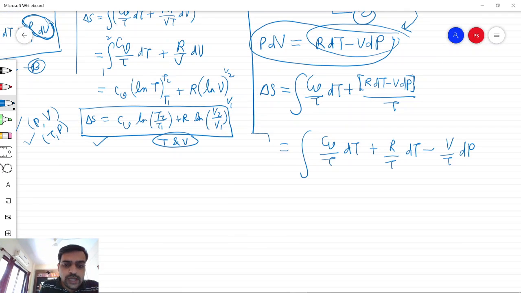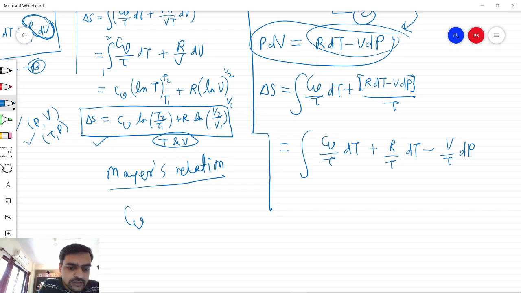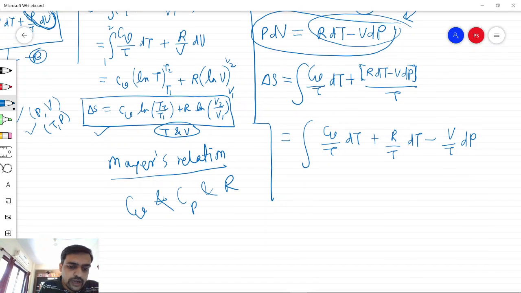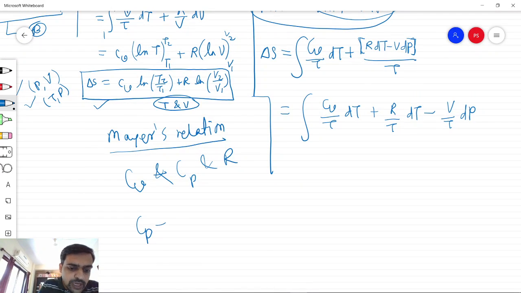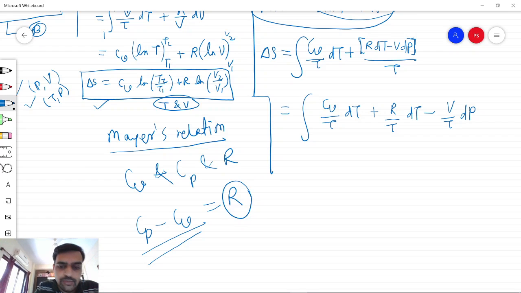Now we know another relation called Mayer's relation, which gives us an expression between Cv, Cp and R. And we know that Cp minus Cv is equal to R. So what we are going to do is, instead of R, we are going to write Cp minus Cv.